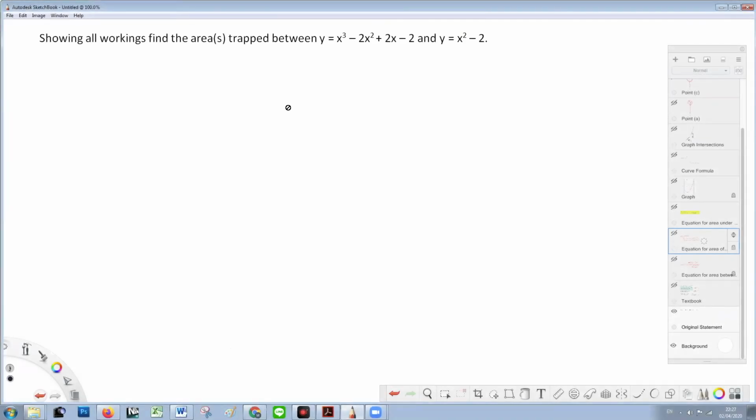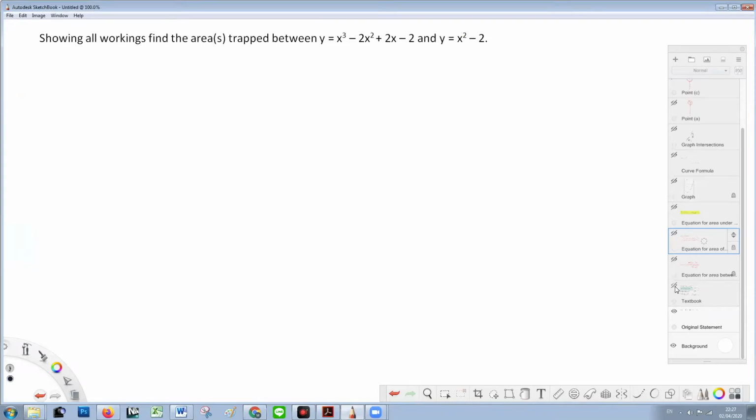Okay, so the question we have here today is to find the area between two curves. y is equal to x cubed minus 2x squared plus 2x minus 2, and another curve y is equal to x squared minus 2. Now the way to find the area between two curves is through integration.